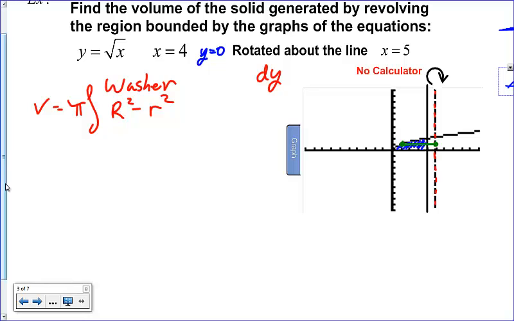So, again, my line's going left and right. So that means I'm going to have to change my equation into x equals. So x equals y squared, if you were to change that one. So our big radius is y squared. Obviously I need to square that. Minus the little radius. Oh, I'll go back a step here.